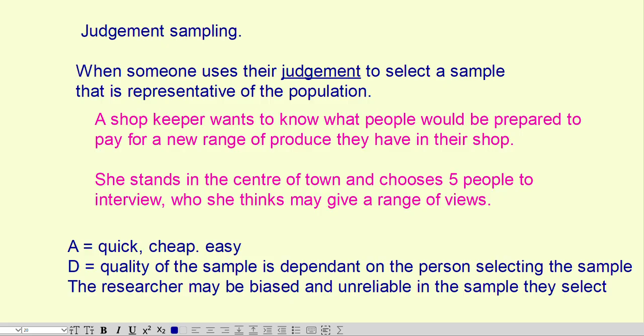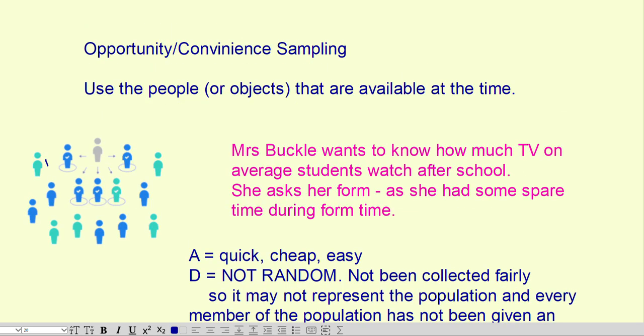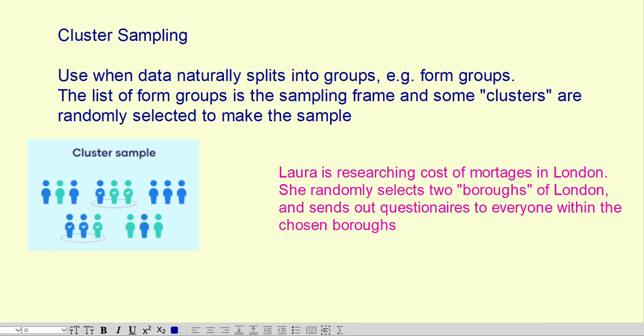And it completely depends on the person. So that's the one for judgment. Get those notes down, please. So that's judgment, opportunity sampling or convenience. Next, we move on to cluster sampling.